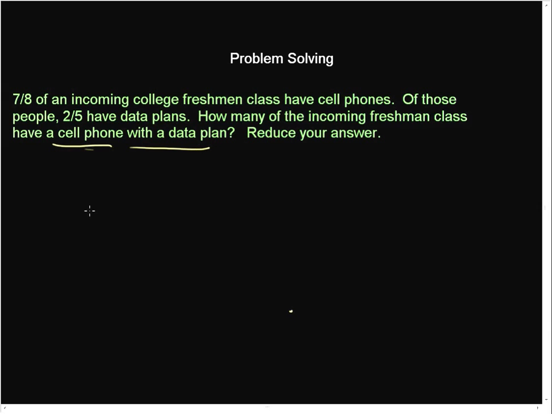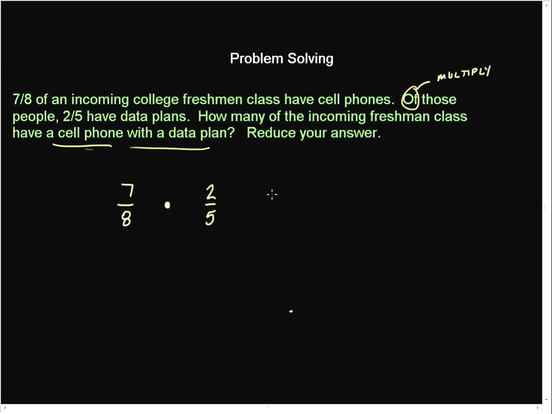So now that I have that in my brain, I'm going to go back and pick out the numbers. 7/8 of an incoming college freshman class have cell phones. Okay, so 7/8 have cell phones. Of those, another word that means multiply, of those people, 2/5 have data plans. How many of the incoming freshman class have a cell phone with a data plan? So they must have both. That's where we get our multiplication from.